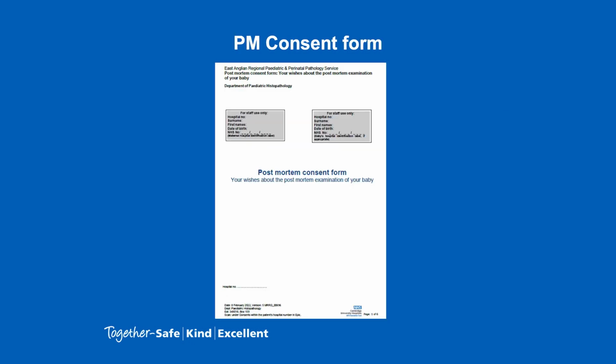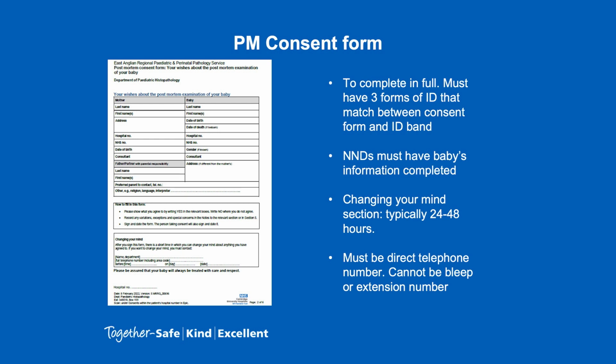The first page of the consent form is the covering page, which just has the addressographs of mum and baby placed on that front sheet. Page 2 of the consent form has the patient details of mum and baby. This should always be completed in full. There must be 3 points of ID that match between this page of the consent form and the ID band. So that would be mum's full name, mum's date of birth, mum's hospital number, mum's NHS number, or the same for the baby. If the baby is a neonatal death, the ID band must be in baby's details, and those details must be on page 2 of the consent form.